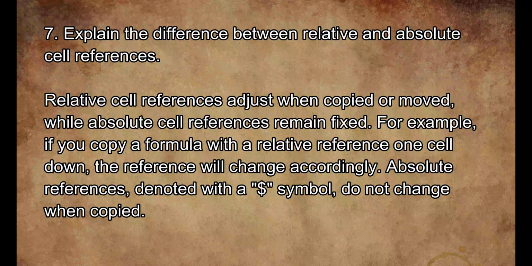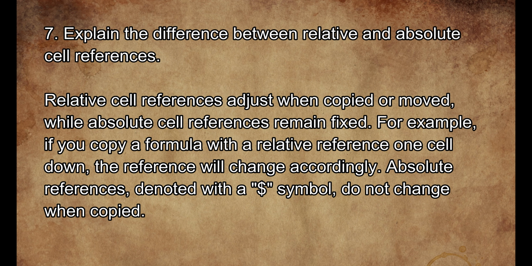7. Explain the difference between relative and absolute cell references. Relative cell references adjust when copied or moved, while absolute cell references remain fixed. For example, if you copy a formula with a relative reference one cell down, the reference will change accordingly. Absolute references, denoted with a $ symbol, do not change when copied.